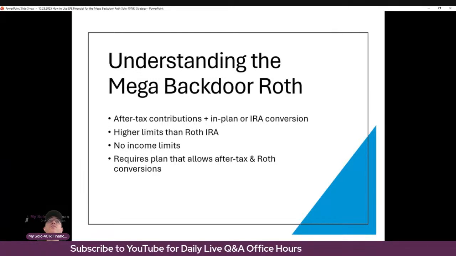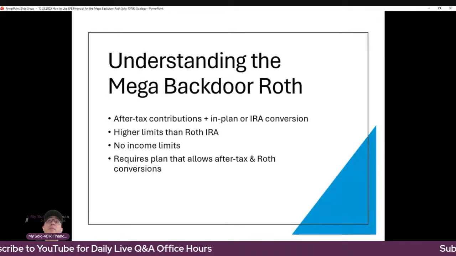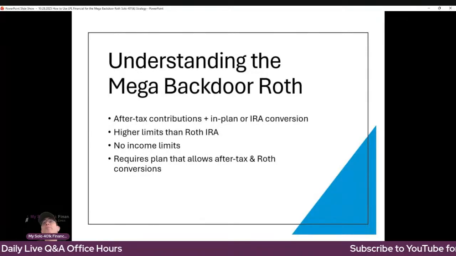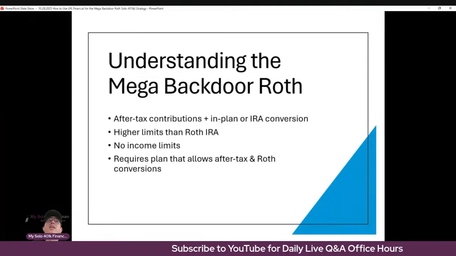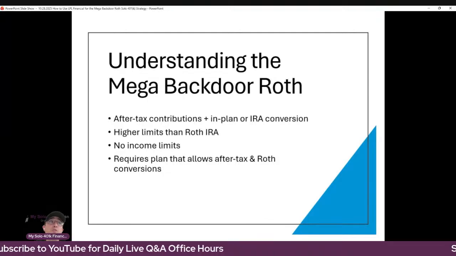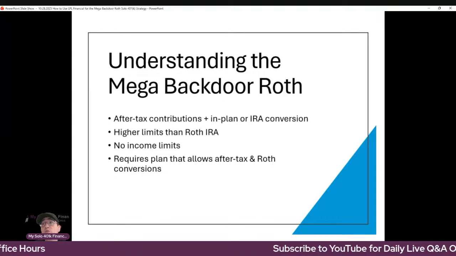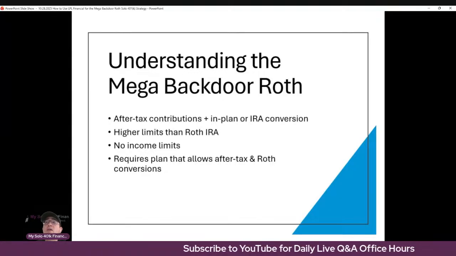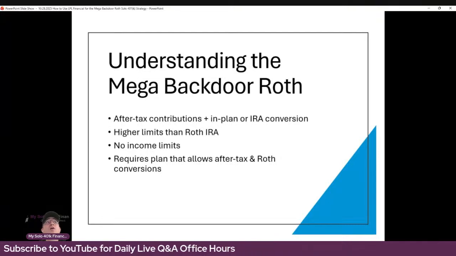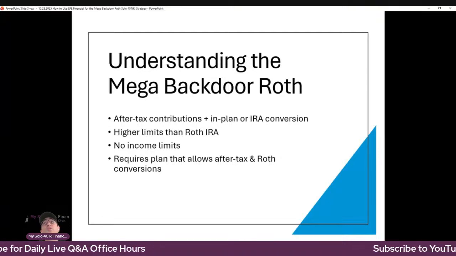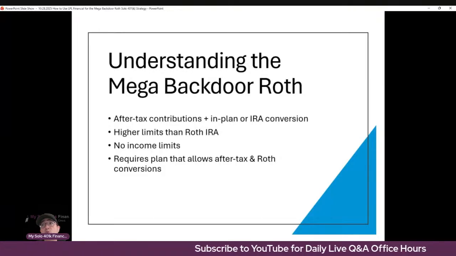Now, there are some great features or advantages of a Mega Backdoor Roth Solo 401k compared to other types of Roth accounts. For example, it has much higher limits: 10 times how much one can contribute, for example, to a Roth IRA, and multiple times how much one can contribute to a Roth 401k. That's because those voluntary after-tax solo 401k contribution limits would allow you to contribute all the way up to the overall limit, for example, $70,000 for 2025.